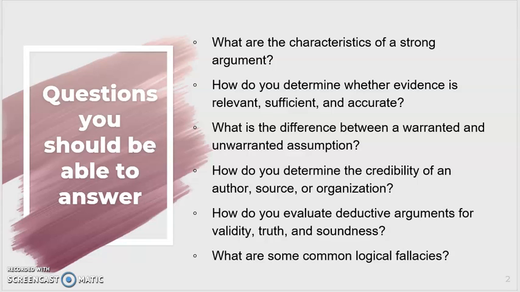Questions you should be able to answer after completing this chapter include: What are the characteristics of a strong argument? How do you evaluate evidence to determine whether it is relevant, sufficient, or accurate? What's the difference between warranted and unwarranted assumptions? How do you determine the credibility of an author, a source, or an organization?